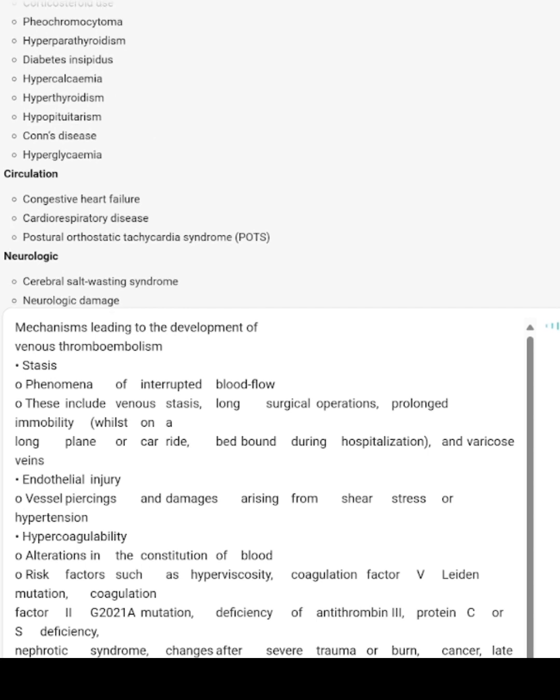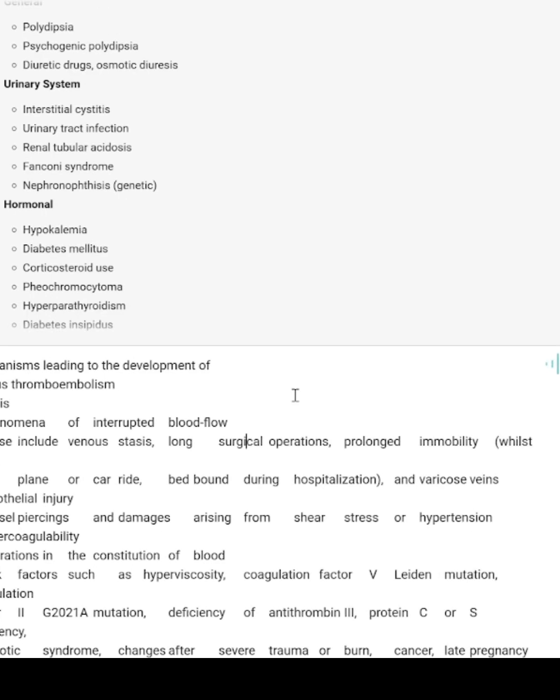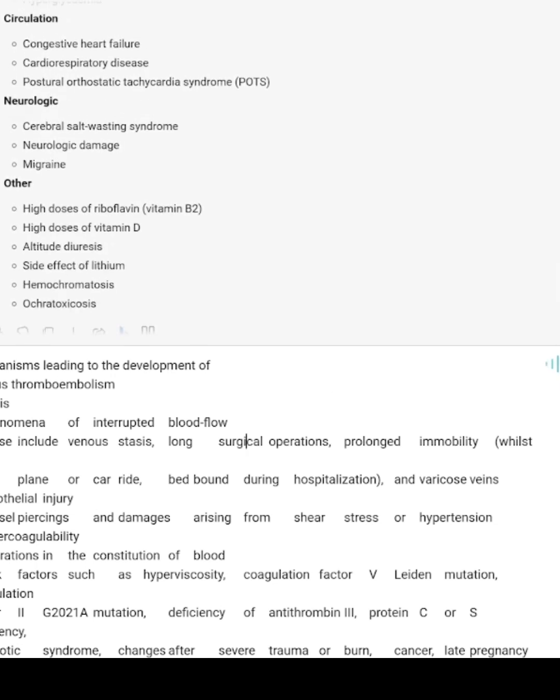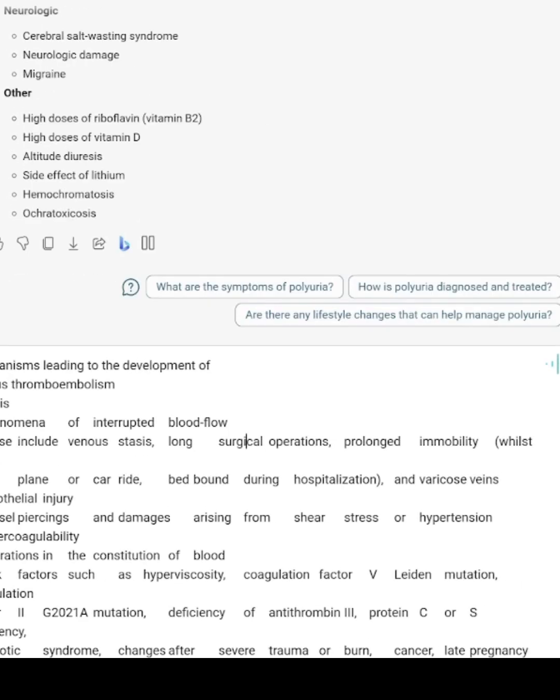Corticosteroid use, pheochromocytoma, hyperparathyroidism, diabetes insipidus, hypercalcemia, hyperthyroidism, hypopituitarism, Conn's disease, hyperglycemia. Circulation: congestive heart failure, cardiorespiratory disease, postural orthostatic tachycardia syndrome (POTS). Neurologic: cerebral salt wasting syndrome, neurologic damage, migraine. Other: high doses of riboflavin vitamin B2, high doses of vitamin D, altitude diuresis, side effect of lithium, hemochromatosis, acrotoxicosis.